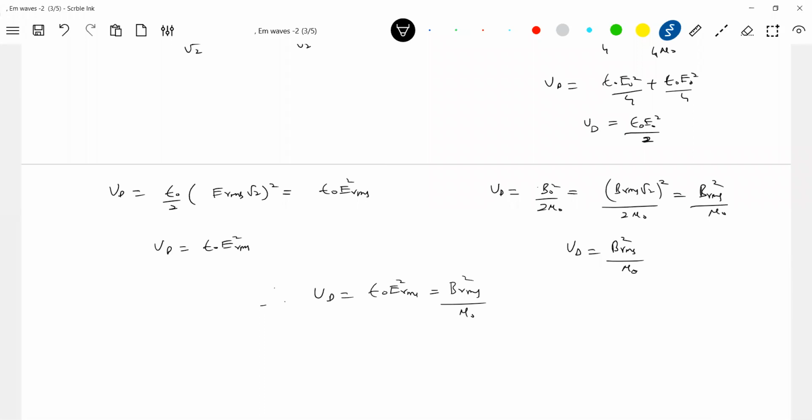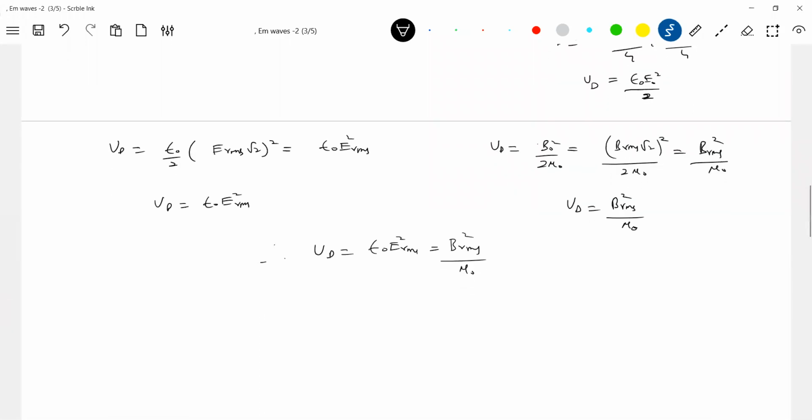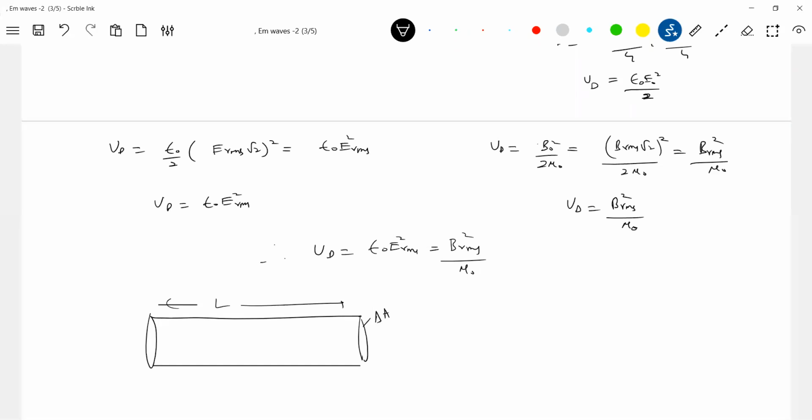How much energy is present in a given volume? Because I have to go for the intensity idea. So let this be delta A, the area of cross section. Let this be length L. What is the length L? The wave will propagate in this direction. So this length L should be equal to C into delta T. It will take some interval of time to propagate through this region. So here the EM wave is present.